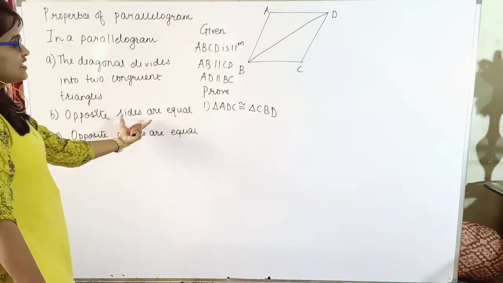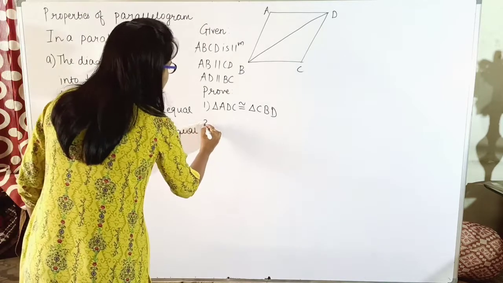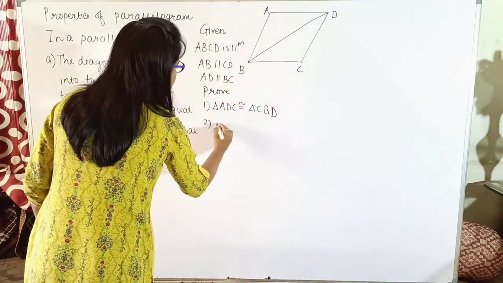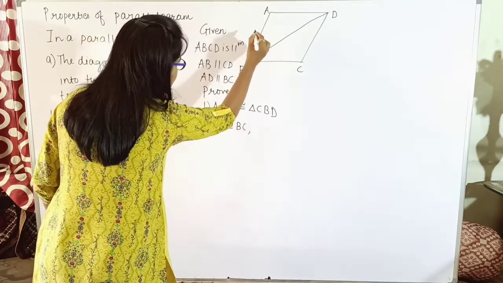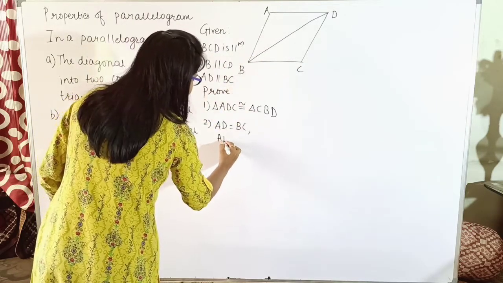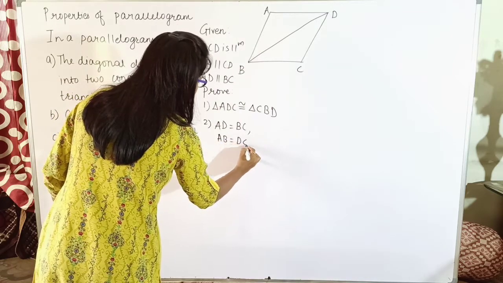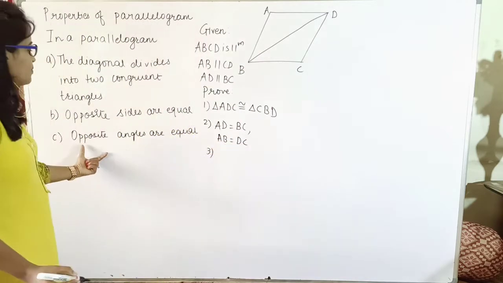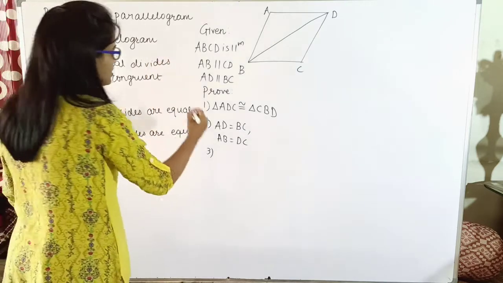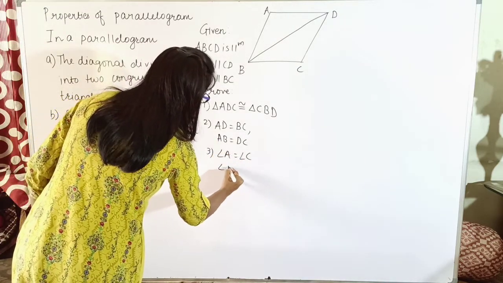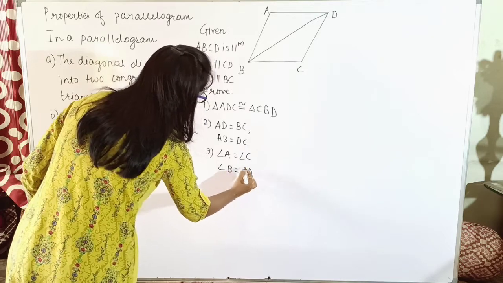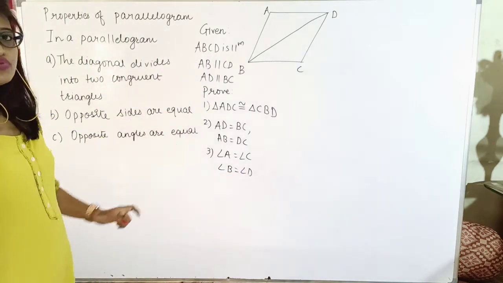Second, opposite sides are equal. So which are the opposite sides? AD and BC. So you have to prove AD equal to BC and also AB equal to DC. And the third one, opposite angles are also equal. Now which are the opposite angles? So A and C are opposite, whereas B and D are also opposite. Okay, so you have to prove this.